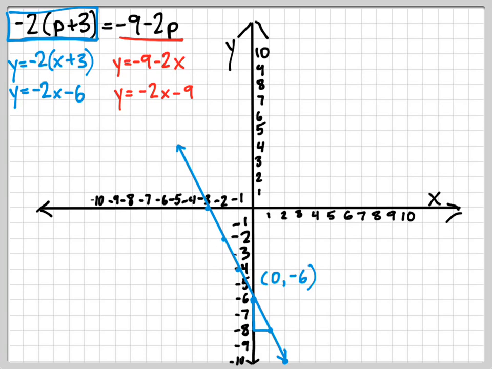Next, I'd like to examine my red line. The red line has a y-intercept at negative 9. I'm going to put a y-intercept here at 0, negative 9. It also has a slope of negative 2. Again, I can think about that slope as going down 2 over 1. But since I don't have enough space there, I'm going to go back 1, up 2.